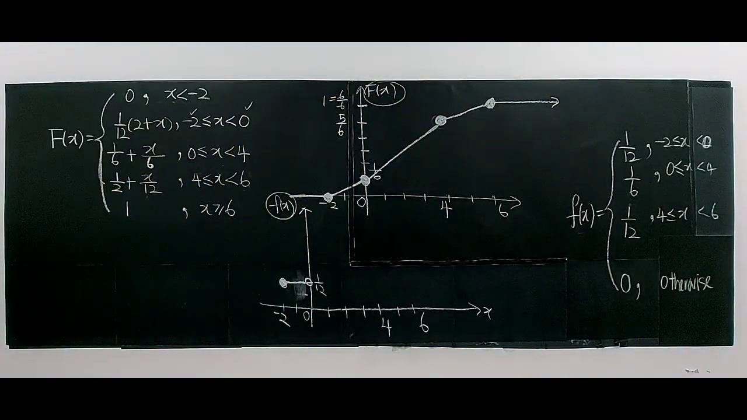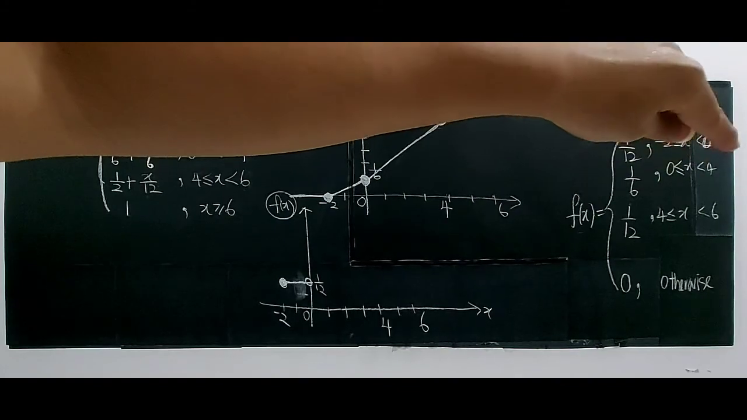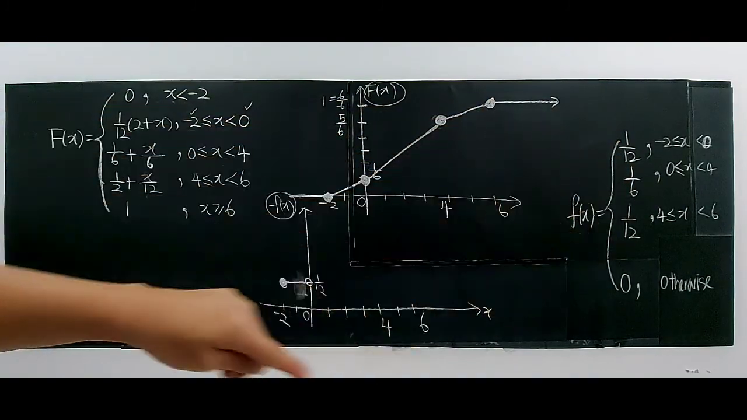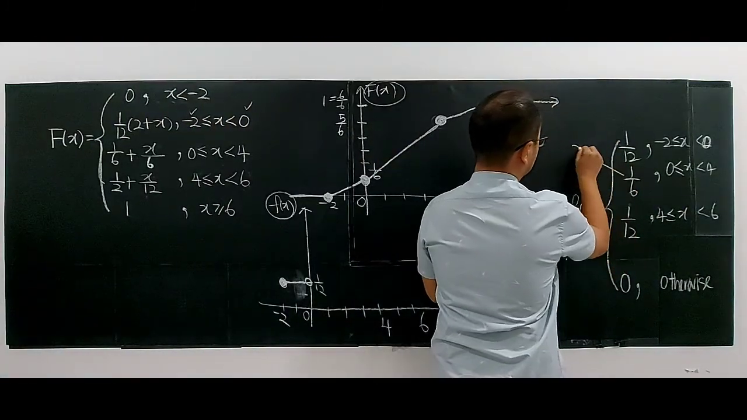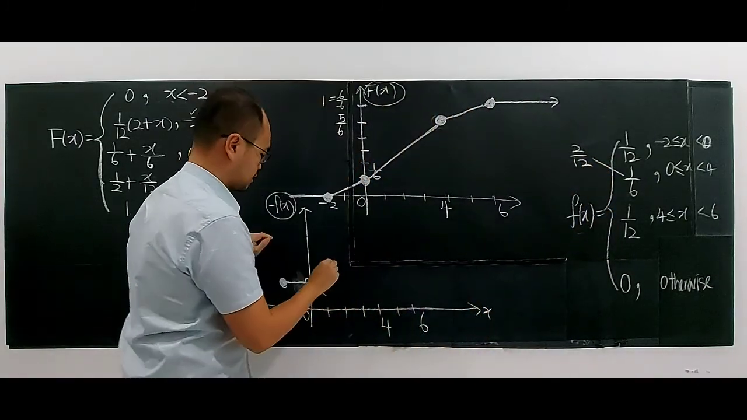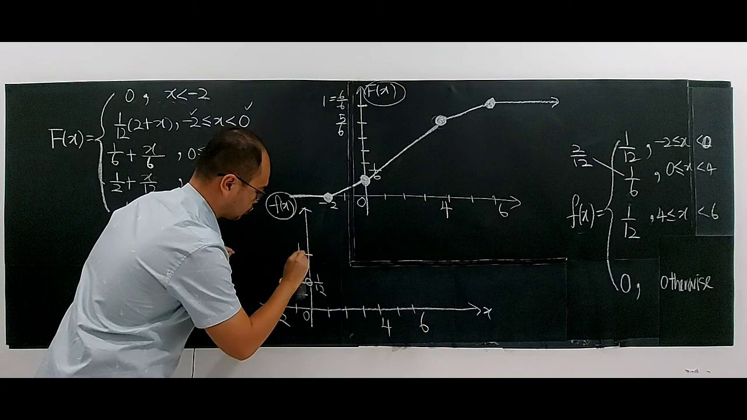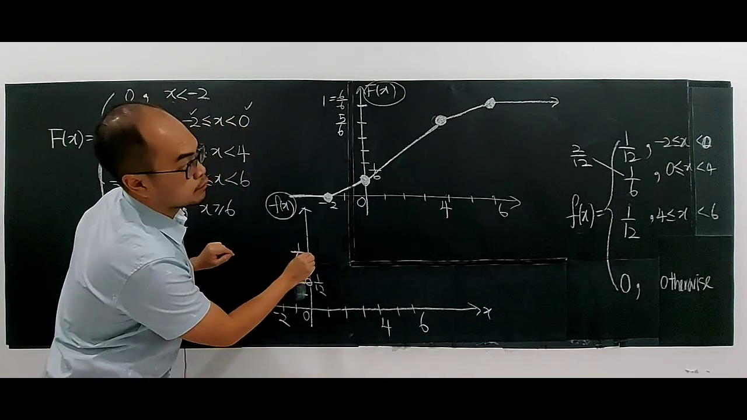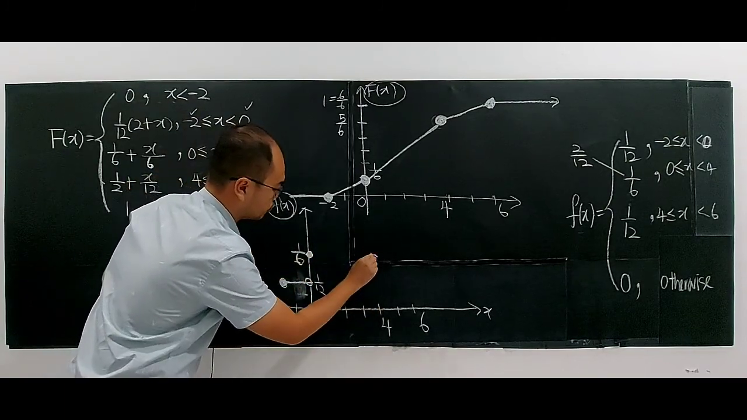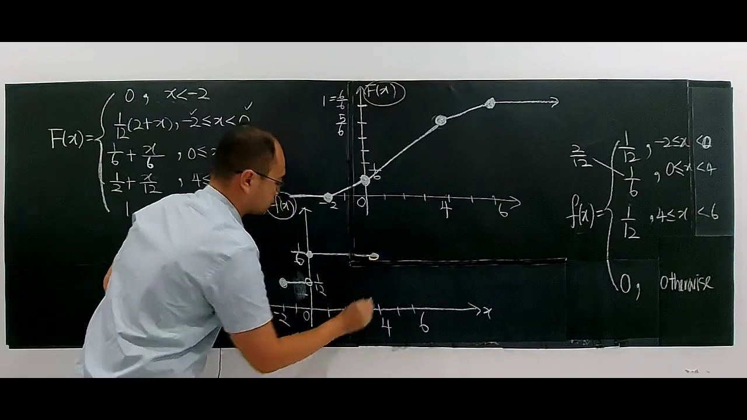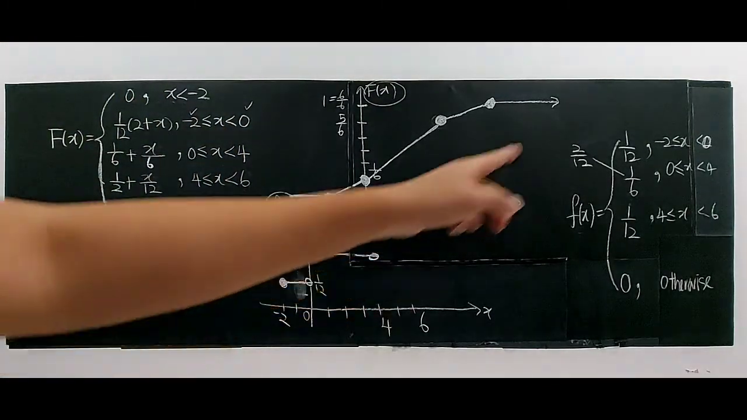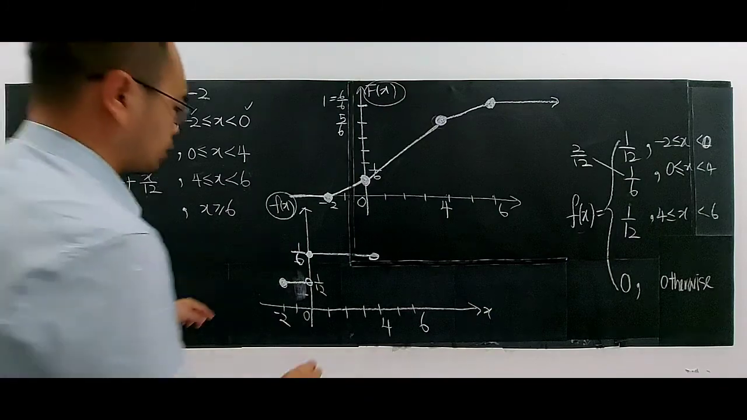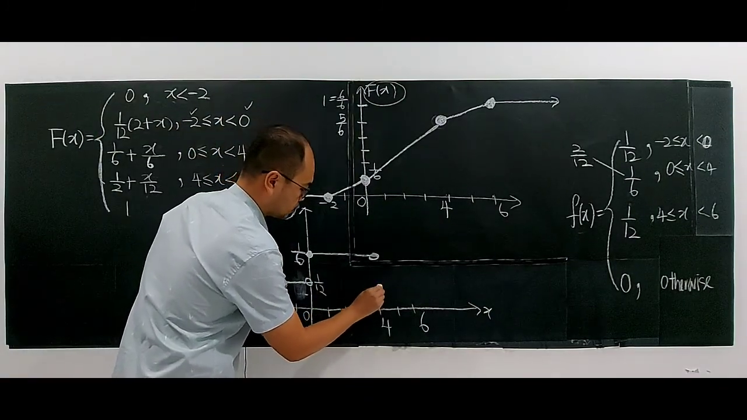So, 1 over 12. Later on, from 0 up to 4 is 1 over 6. 1 over 6 is double of 1 over 12, because 1 over 6 is actually 2 over 12. So it means somewhere around here, 2 over 12 or 1 over 6, from 0 up to 4. It's a horizontal line. Later on, from 4 up to 6 is 1 over 12 again.